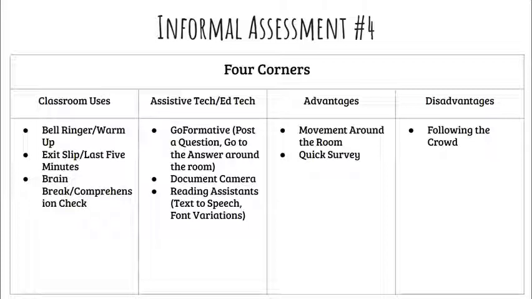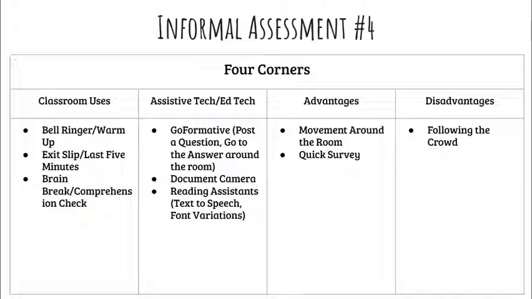Assistive technology and educational technology: GoFormative is a great one for this, for posting a question. They can go to the answer that they want to choose. They can also use their phones if they have a device. They can use their phones to plug in their answer before it is shown to them and then move to where they want to go. A document camera can be used with this as well, just showing the questions. Reading assistance can be used if the text needs to be read to them. And, of course, font variations. You can make text larger or smaller, use different colors, that sort of thing.